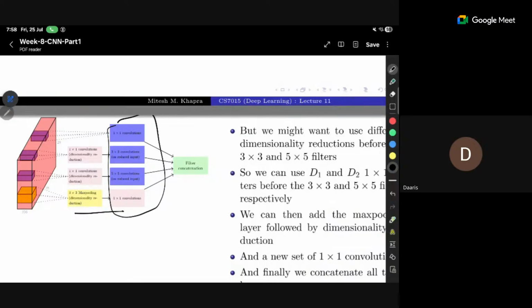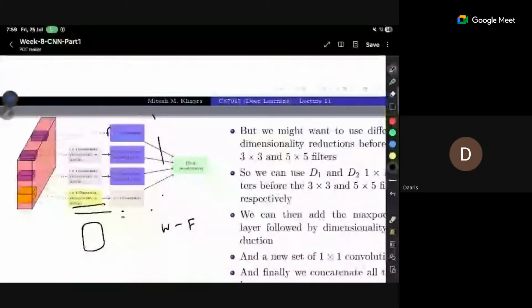You concatenate them. So how will you concatenate them? You will apply padding around it. So wherever you apply 3 cross 3, it will have a smaller size. 1 cross 1 will have a little bit larger size, right? Because the formula is W minus F, so this F will reduce the size. So this will be smaller, this will be larger. So how will you concatenate? You add whatever padding is required, and then you concatenate.